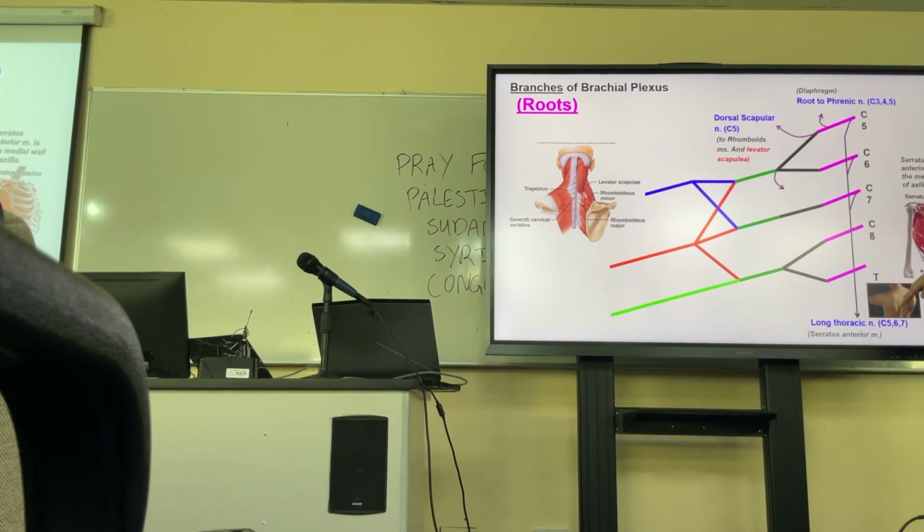The long thoracic: what are the root values? C5, 6, and 7. For some branches you need to know the root values, and for some you're not required. But the long thoracic is important. Injury to this leads to winging of the scapula. Then we have the dorsal scapular nerve, which innervates the rhomboids and levator scapulae.